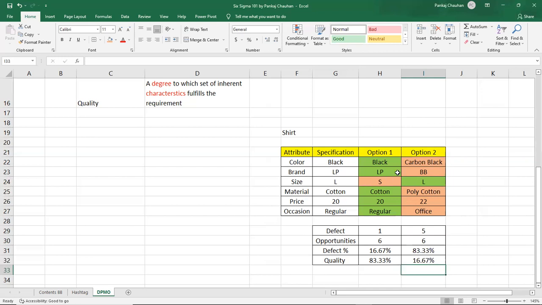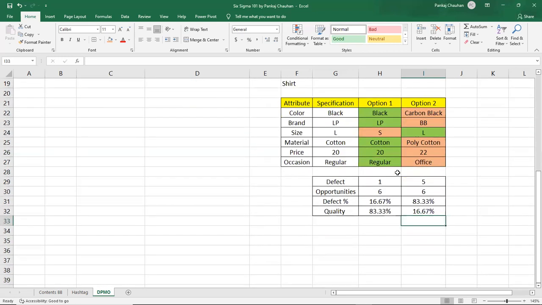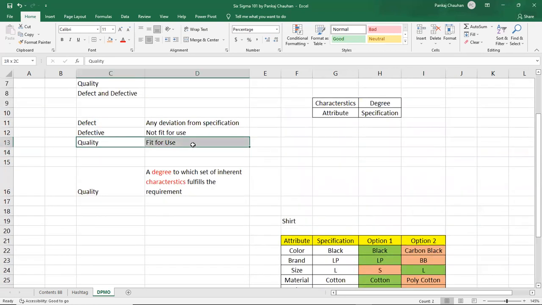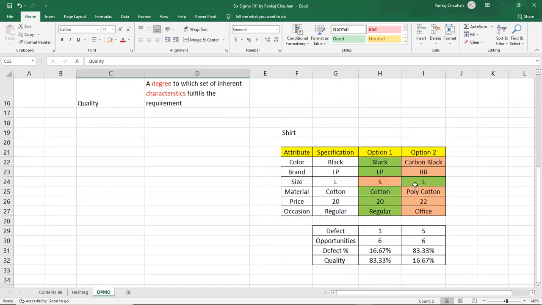I ask you which one you will choose out of this. Because size is a very critical parameter, probably based on this, you will say, I am going to choose option 2. Though option 2 has only 16% quality, while option 1 has 83% quality, still you will choose option 2. Why? Because as per definition, this is fit for use. What will you do if size doesn't fit you? Definitely you won't be able to wear it, which means it is not fit for use.